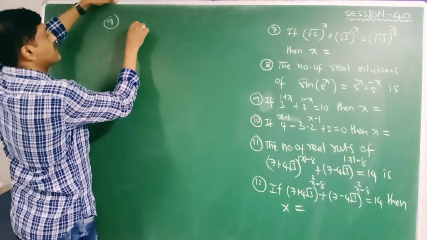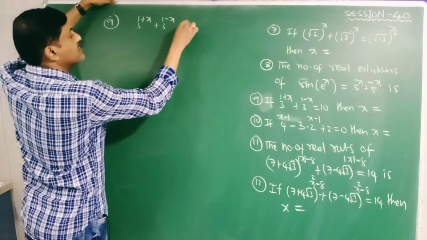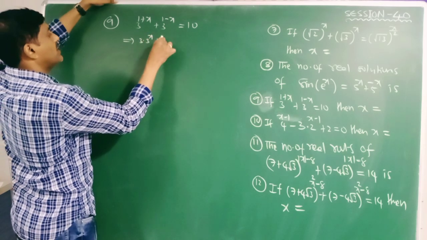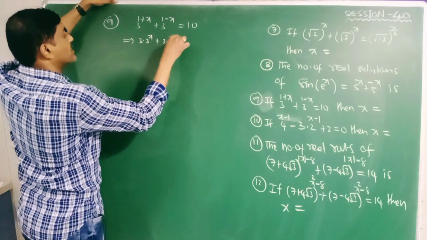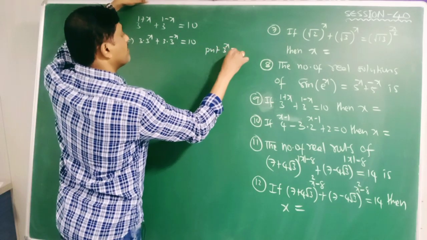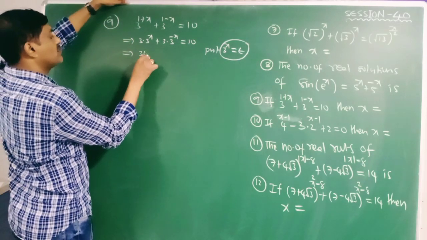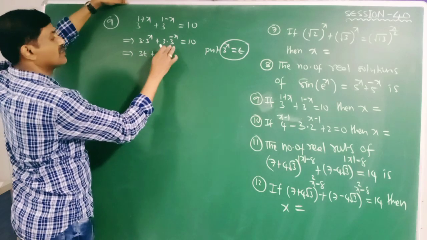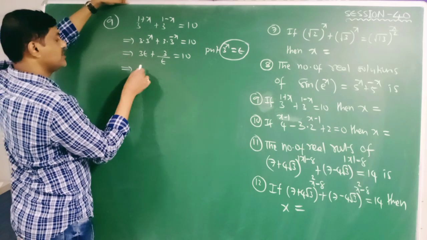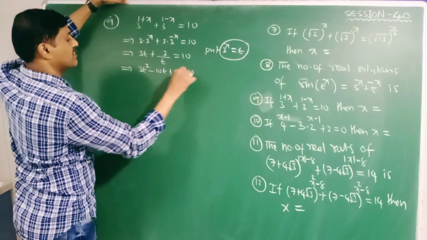Solve 3 power 1 plus x plus 3 power 1 minus x is equal to 10. Now this is 3 into 3 power x plus 3 into 3 power minus x is equal to 10. Put 3 power x is equal to t. This is 3t, and this is 3 by t, because 1 by 3 power x is 1 by t. Cross multiply: 3t square minus 10t plus 3 is equal to 0.